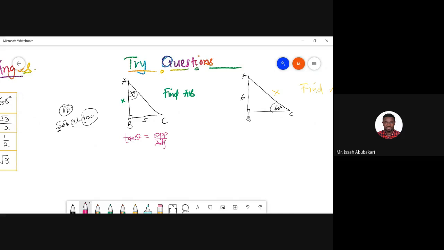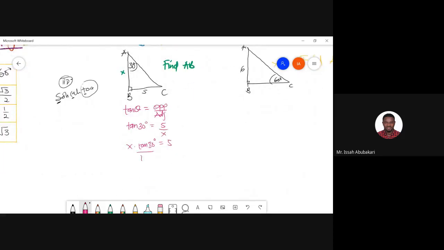Now let's try to substitute what we have. So we have tan 30 degrees is equal to the opposite, which is 5, divided by x, which is the adjacent. Now let's find x. We do cross multiplication. We are going to have x times tan 30 degrees is equal to 5. And we divide both sides by tan 30. So at the end, this will cancel this, and we have x is equal to 5 divided by tan 30.